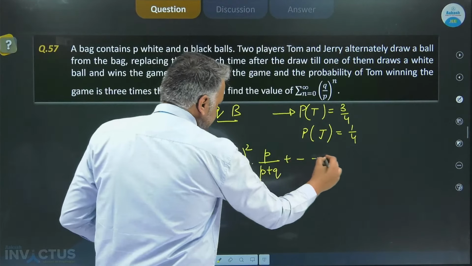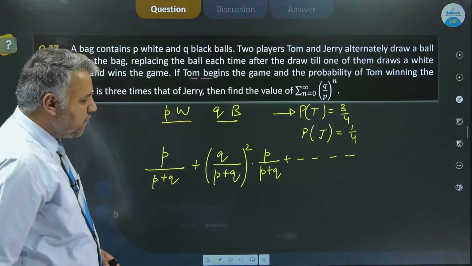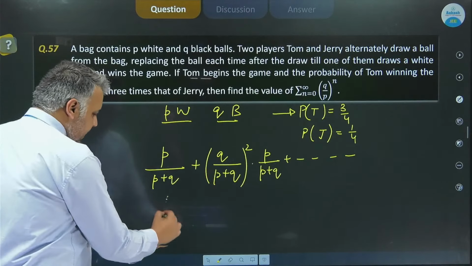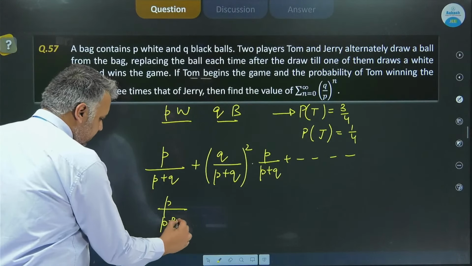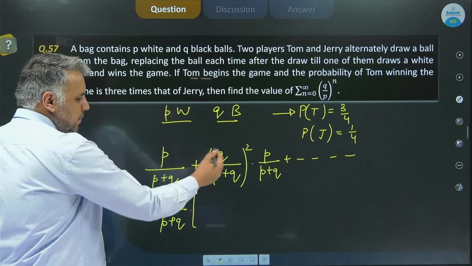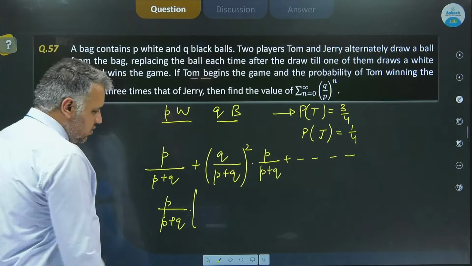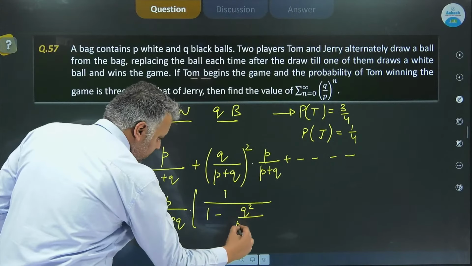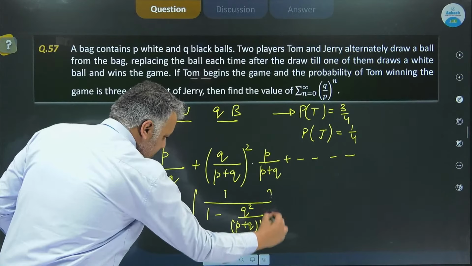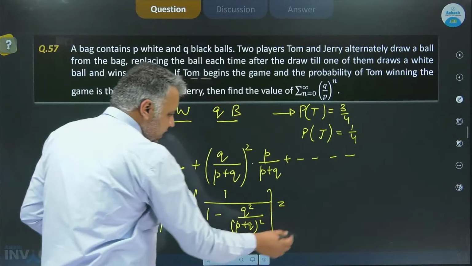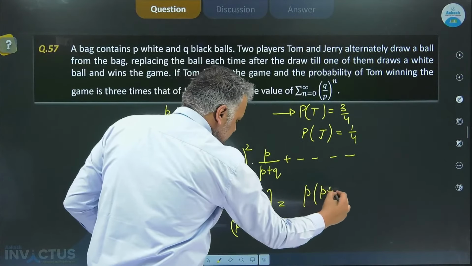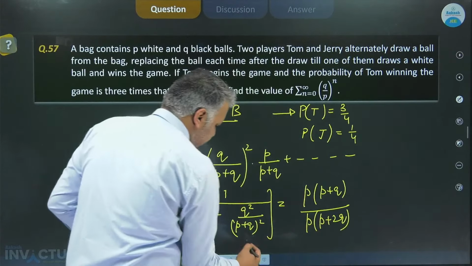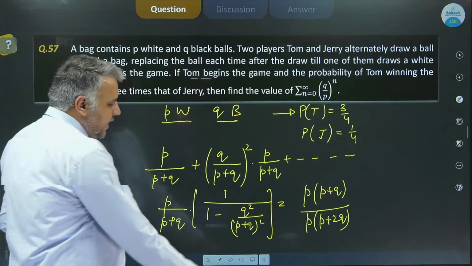Now like this, you will see that an infinite GP will form. We have to calculate the sum of the infinite GP, taking P upon P plus Q common. Then 1 plus R square and so on. So the sum will be 1 upon 1 minus Q square upon P plus Q whole square. Now taking LCM, you will see that it is P into P plus Q divided by P into P plus 2Q. Simply taking LCM, so P is again cancelled out.